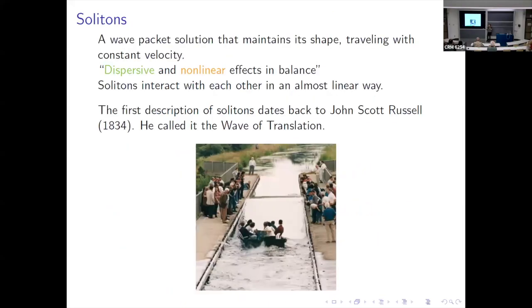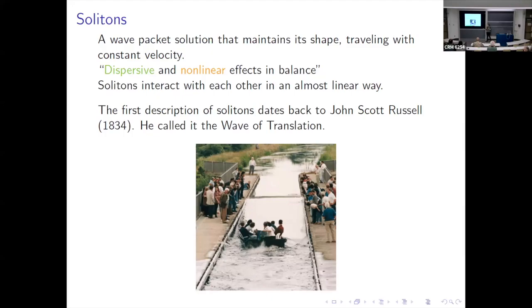Solitons are really what I get when I have the dispersive effect and the nonlinear effects in some kind of a weak balance. So what do the dispersive effects tend to do? They want to spread my solution out, right? And the nonlinearity, the focusing nonlinearity, tries to concentrate my solution. What is the balance of that? Something that doesn't spread and doesn't concentrate maintains its profile. So that's exactly what solitons are. They are wave packet solutions that maintain their shape and just travel in space with constant velocity.